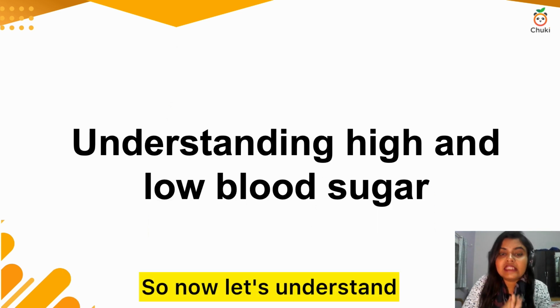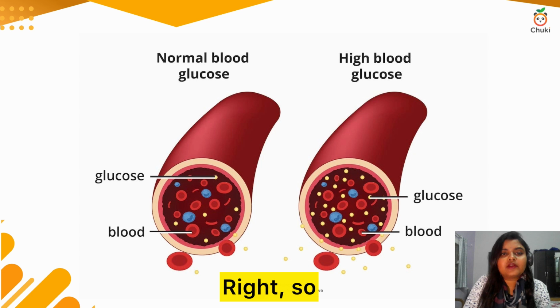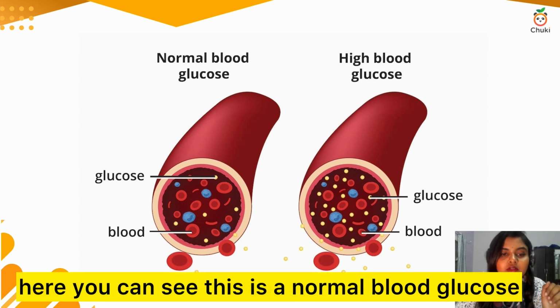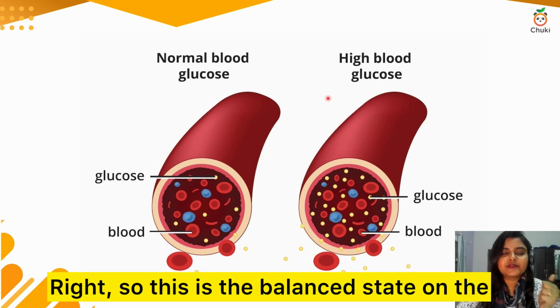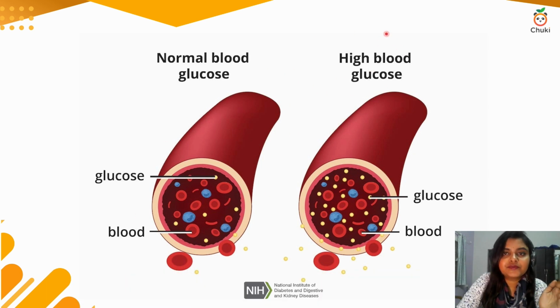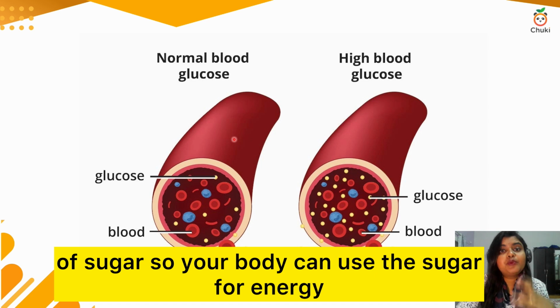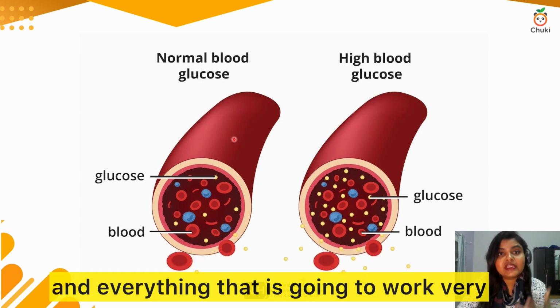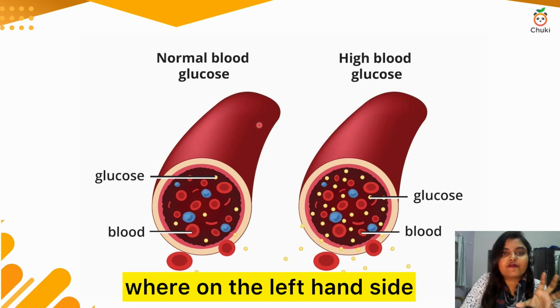So now let's understand what high and low blood sugar levels are. Here you can see this is the normal blood glucose and this is the high blood glucose, right? The balanced state is on the left-hand side. Here the blood has just the right amount of sugar, so your body can use this sugar for energy and everything works very smoothly.